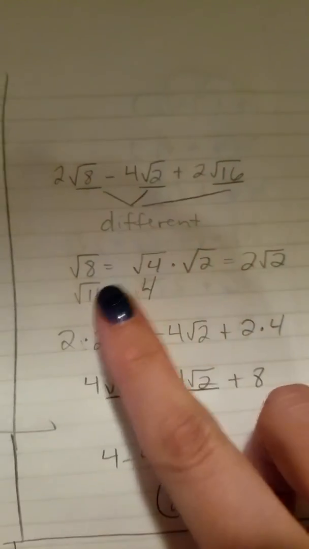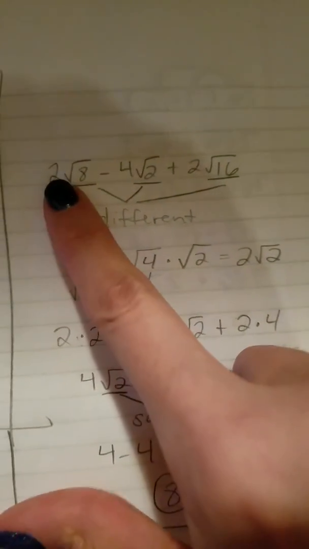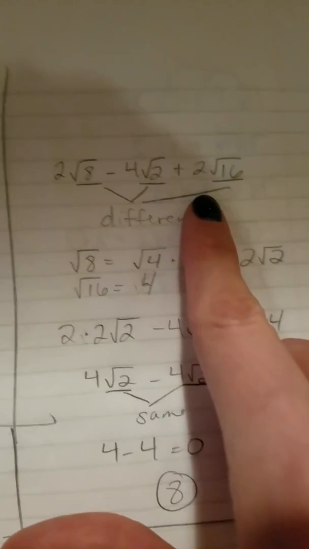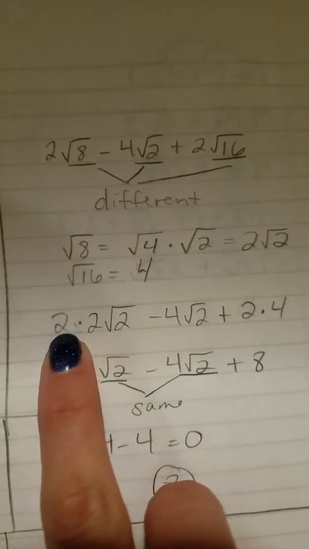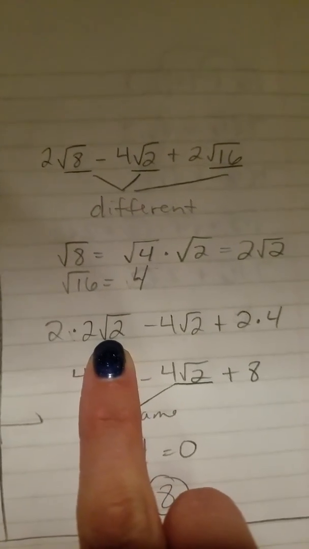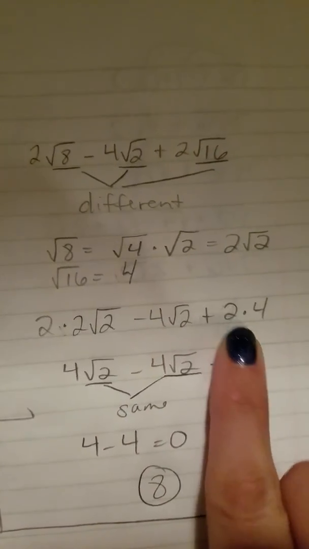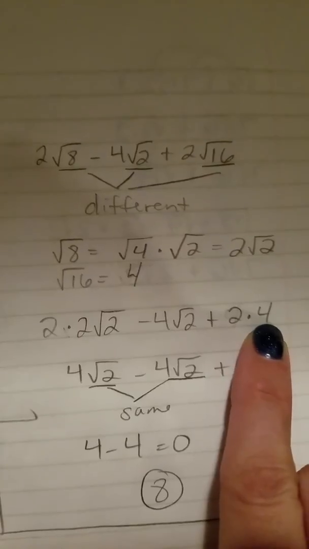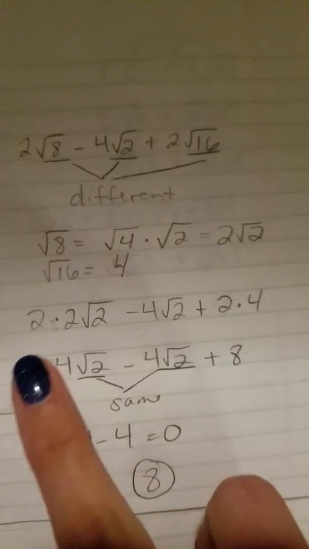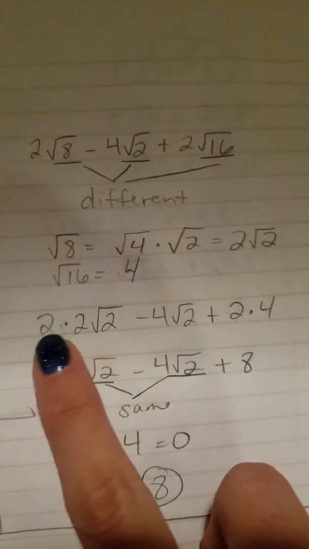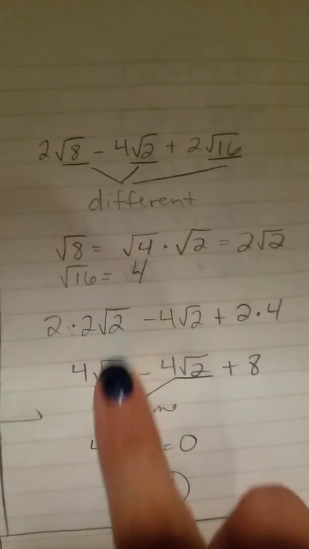So I'm going to replace these with what we got here, remembering that I still had these front 2's here. So here I have that 2 from before, and I replaced the square root of 8 with 2 square root of 2. Kept the middle term. Here I had the 2 from before, and I replaced the square root of 16 with 4. So now, you can multiply these two outside numbers, keeping this root the same.